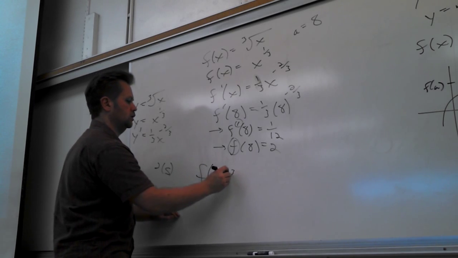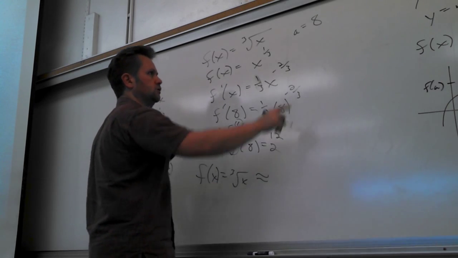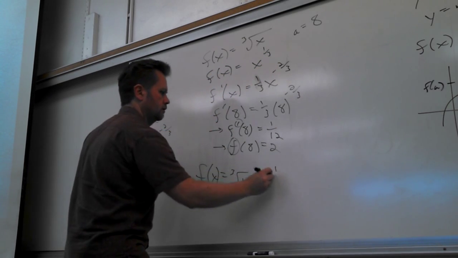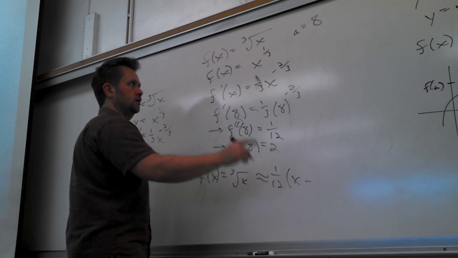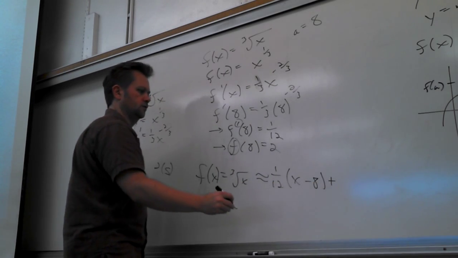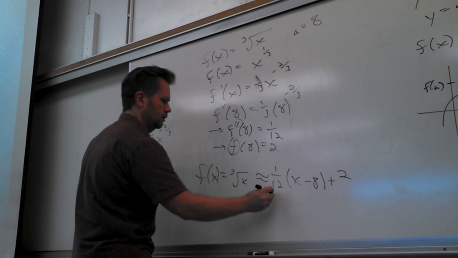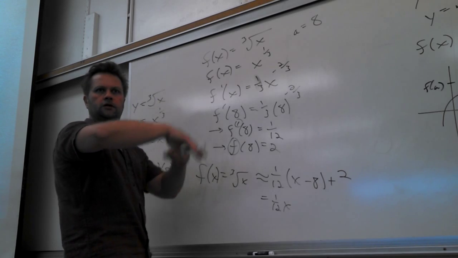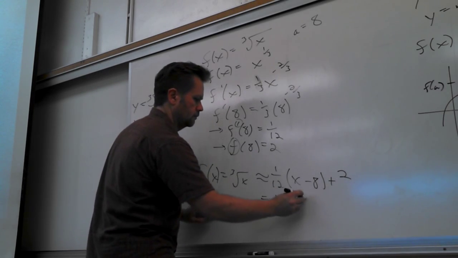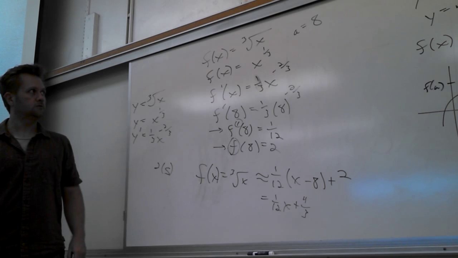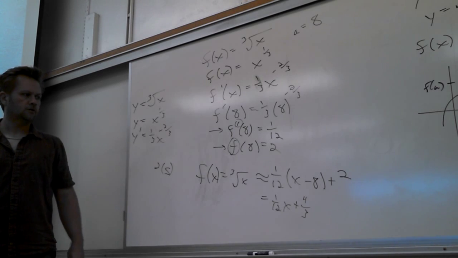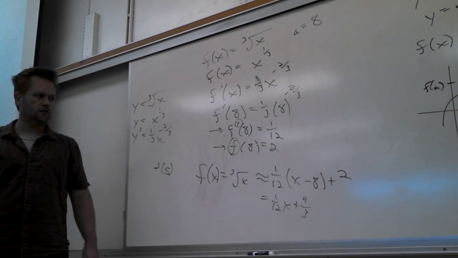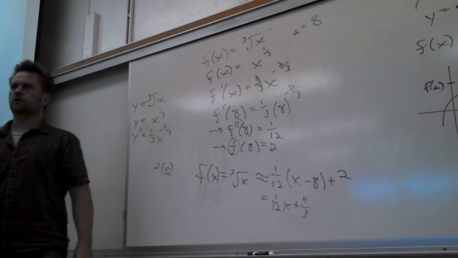f of x, which is the cube root of x, is actually approximately equal to f prime of a, 1/12, times x minus 8, plus 2, which I can clean up a little bit to be 1/12 x minus 2/3 plus 2, which is 4/3. Does that sound good? No, it's plus 2. 6/3 minus 2/3 is 4/3. Good job.